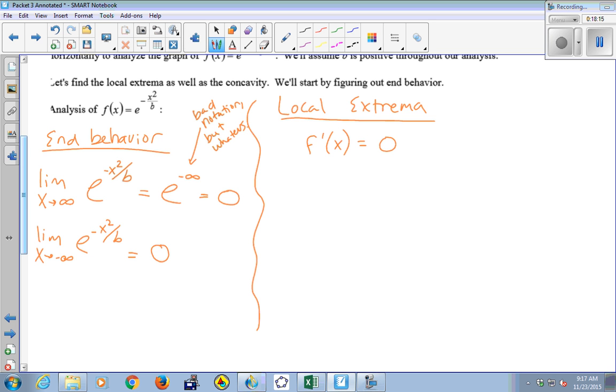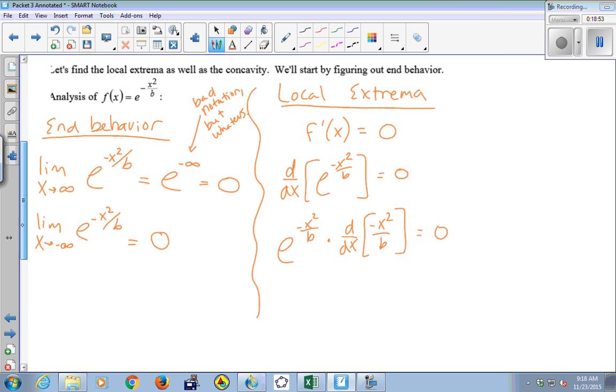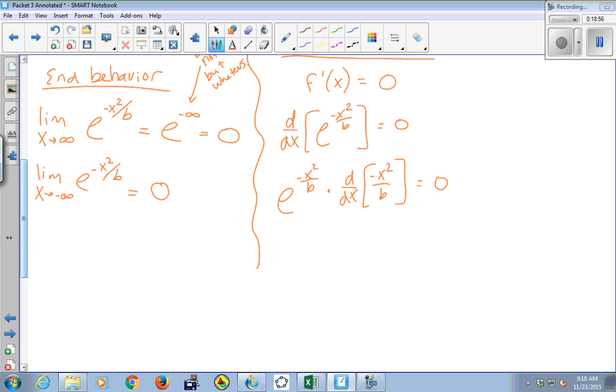So let's see, the derivative d dx of e to the negative x squared over b. Okay. So what's the derivative of e to some stuff? E to some stuff times the derivative of the stuff. So my derivative is going to be e to the negative x squared over b, e to the stuff, but then I still have to multiply by the derivative of the stuff. I didn't even try to take that derivative. I just wrote down times the derivative of the stuff. I'll take the derivative in the next line. Okay, what's the derivative of negative x squared over b?